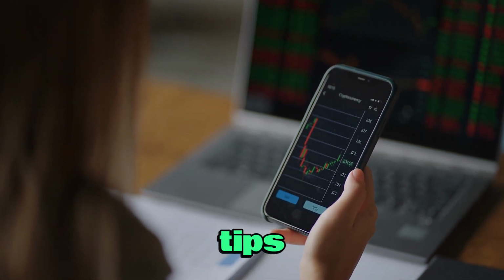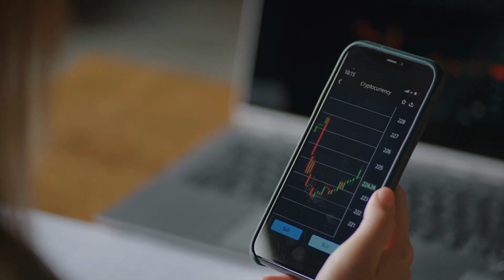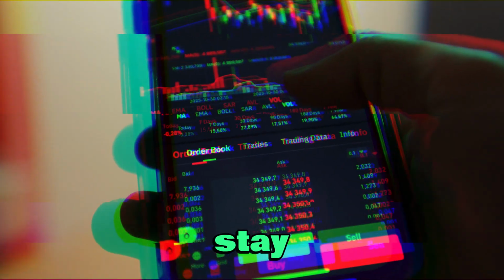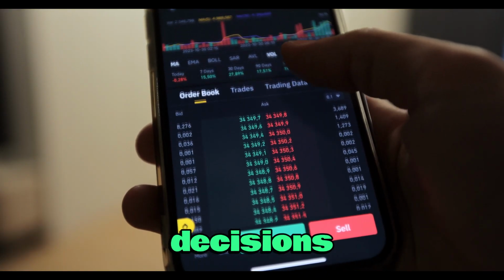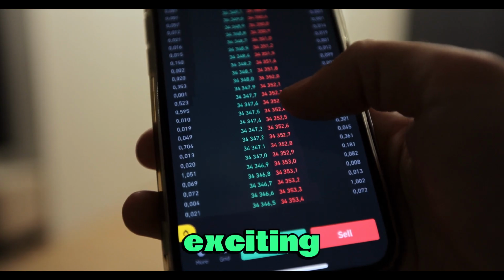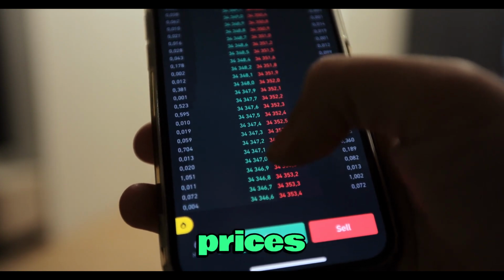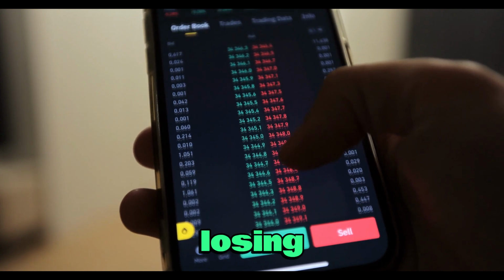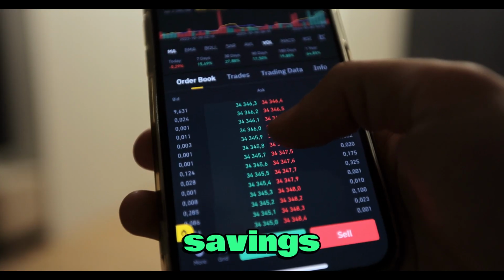Let's discuss tips and best practices. Before you dive deeper into crypto trading, keep these essential tips in mind to stay safe and make smarter decisions. Never invest more than you can afford to lose. Crypto is exciting, but it's also volatile. Prices can skyrocket or crash in minutes. Only invest money you're okay with losing, and avoid risking your savings.